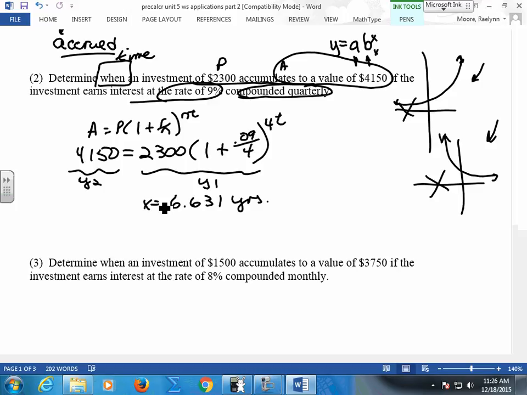Okay, number 3 is just like that. We did the same thing. Number 3 is just exactly like that, except of course the numbers changed a little bit. But take a look at number 4. Let's look at number 4.